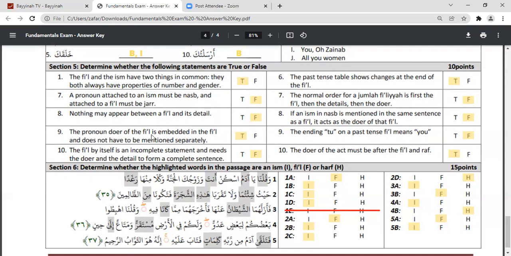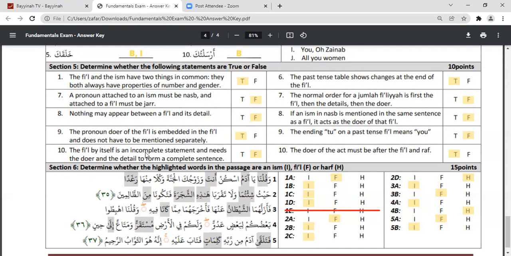The pronoun doer of the fail is embedded in the fail and does not have to be mentioned separately. Yes, of course, because Nasara, if you take the example, the word itself tells that it is he who helped, right? So even if we do not mention Hua or anything after that, whoever the doer is, just the word Nasara, that is just the fail itself tells us who did it, right? So the doer is definitely embedded in the fail. So this is a true statement.